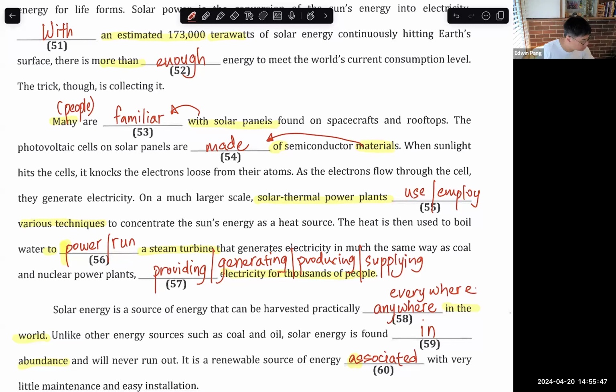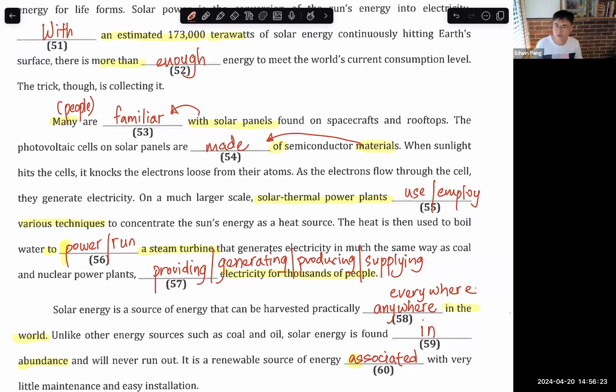Question 60, found with very. No, it's not found with, it's associated, it's connected to. The idea of solar energy is associated with little maintenance. It's not found with, it's not discovered to be. So cannot be found. Question 60, made with very little. No, solar energy is not made. You don't make solar energy from nothing. It comes from the sun. So you cannot say made. This one only associated, I would say.